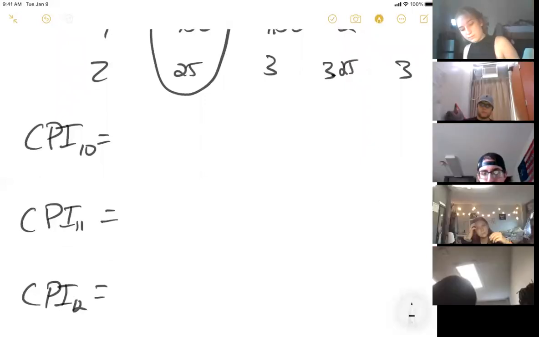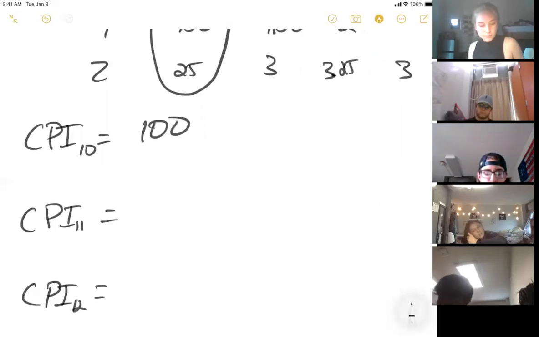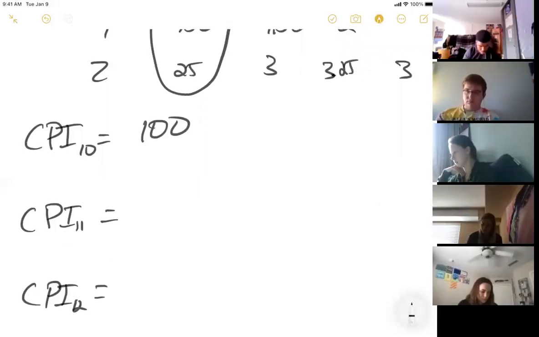100. The base year index is always 100, right? That's the easiest one to compute.